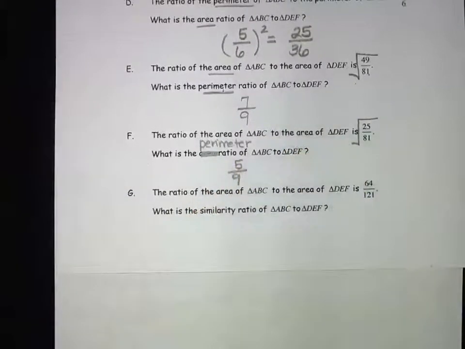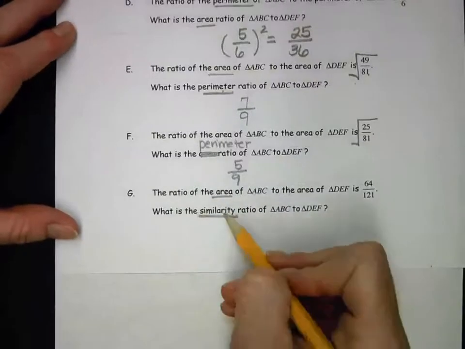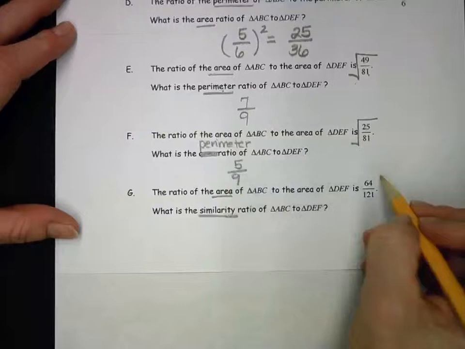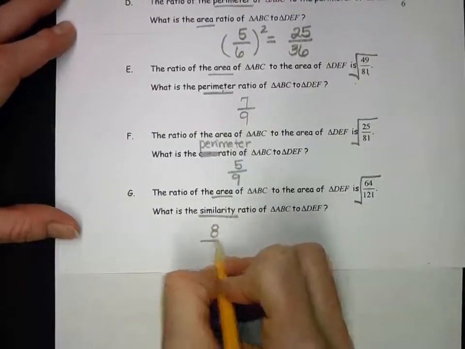Then we have our last example. The ratio of the area of triangle ABC to the area of triangle DEF is 64 over 121. We need to find the similarity ratio. So again, the same as perimeter. From here to here you square it, so from here to here you're going to square root it. So the square root of 64 is 8, and the square root of 121 is 11.